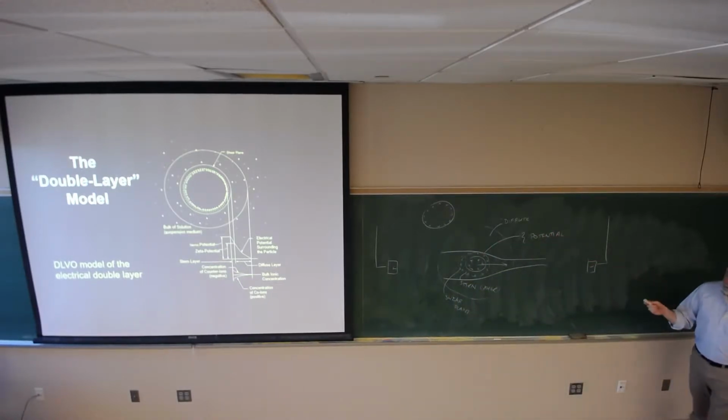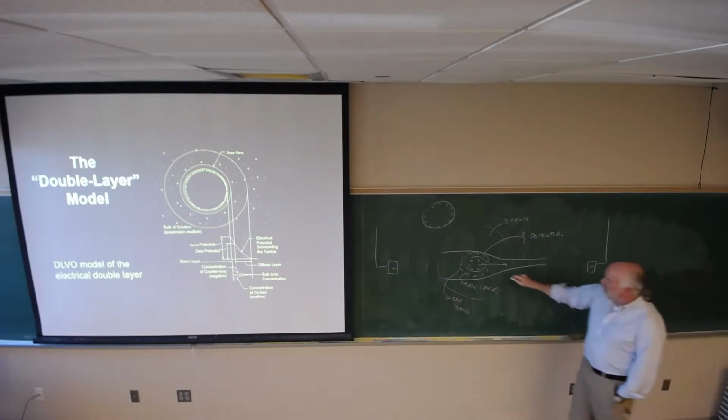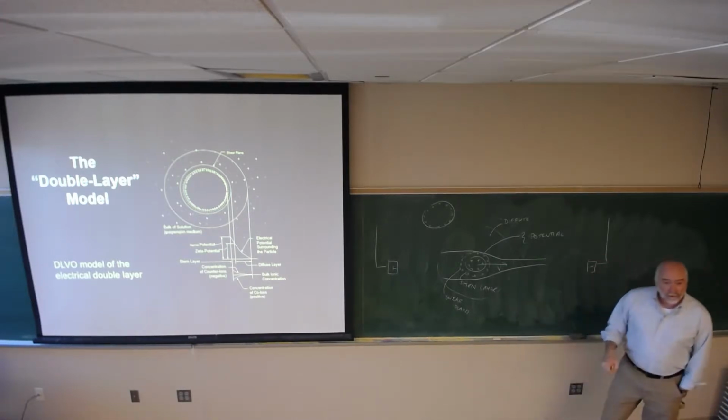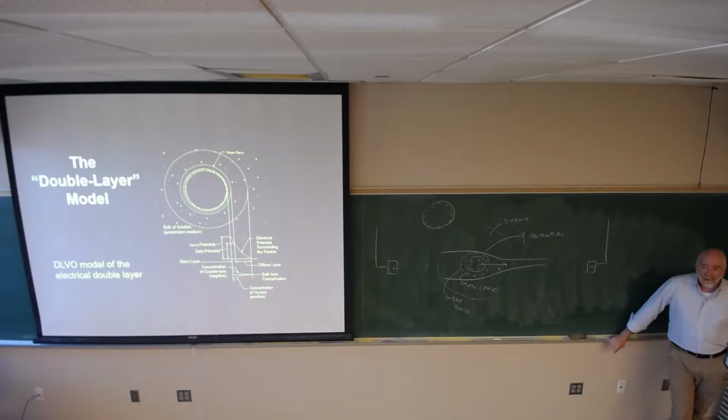So the magnitude of the charge on the particle is then manifested as the magnitude of the charge at the shear plane, and that then is my zeta potential. If I put it in a higher or greater electric field, then the particle moves with higher velocity. And if I have greater charge on the particle surface, it moves at a higher velocity. So there are a number of ways of measuring the zeta potential.